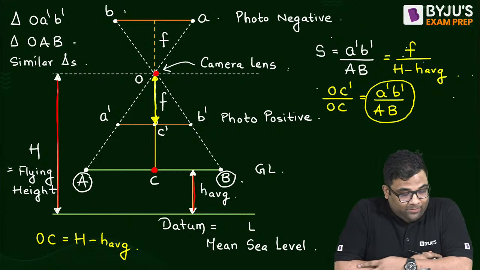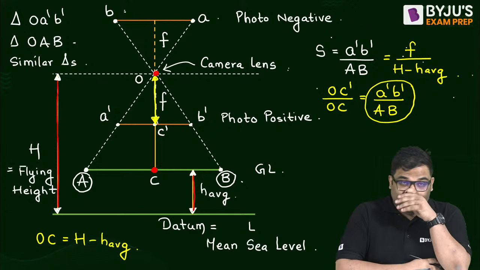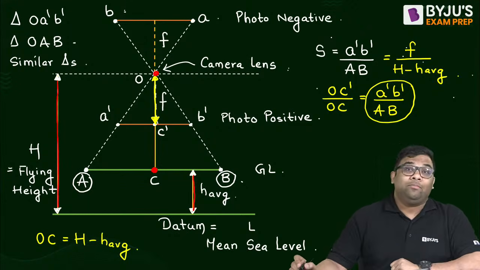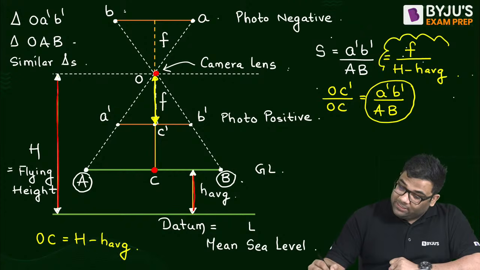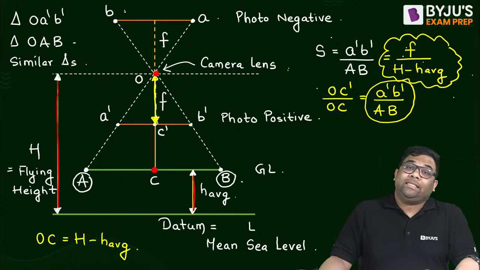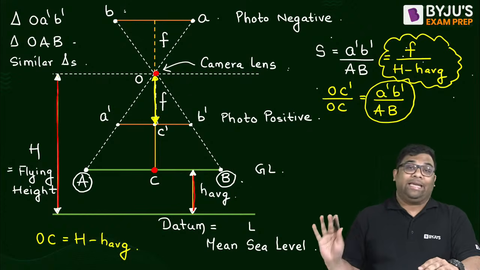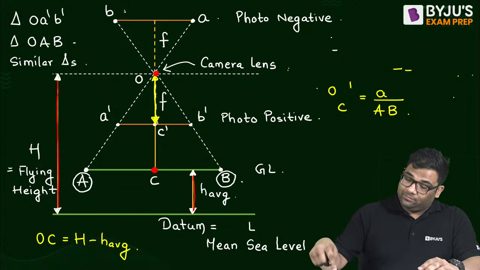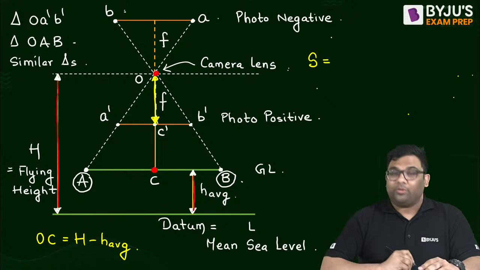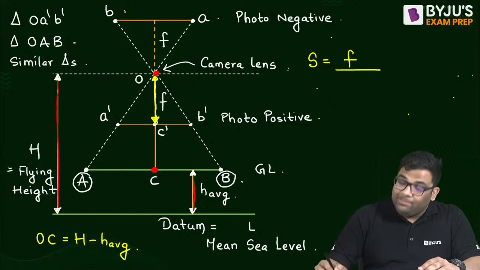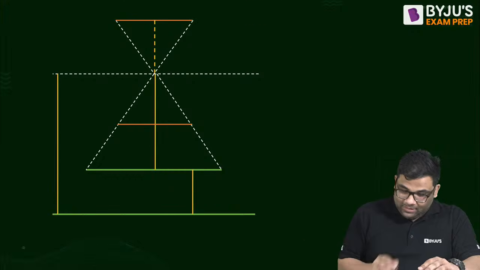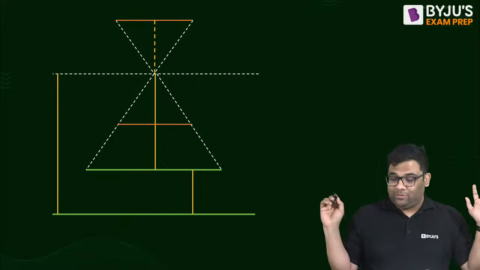Hope everybody understood the derivation and enjoyed it. I could have directly written the formula, but I thought I would give you some idea behind it, because this question is asked a lot in the GATE examination, and also in ESE, SSC and JEE. All examinations ask about the scale. So I can erase everything, and the scale is nothing but your focal length divided by capital H minus H average. I'll erase everything. I'll ask you something.